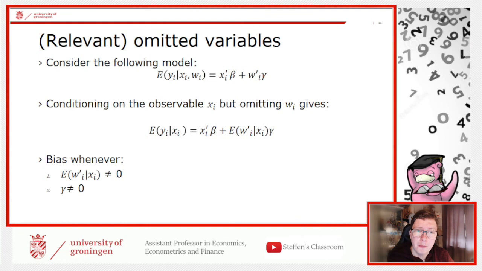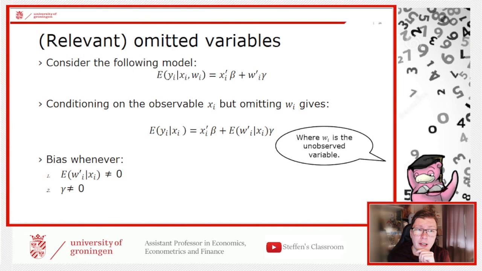Starting with the first one, called relevant omitted variable bias. Notice the word relevant; I'm going to talk a lot about that in just a moment. To explain this, please observe this first general model. We have up here that the expected value of your dependent variable given your right-hand side variables, x and w in this case, is equal to the following parameter estimates. Now, when you condition on the observable variables but omit the other part, that is, you look at x but not w, you obtain these parameter estimates, x beta. However, you still have this second part, and the second part is what gives you the source of this endogeneity bias.